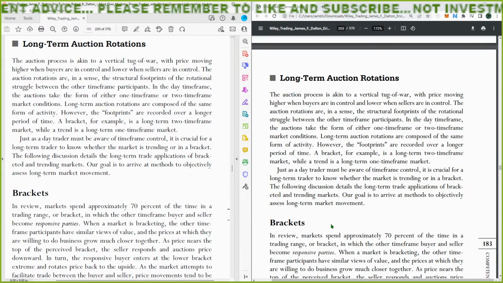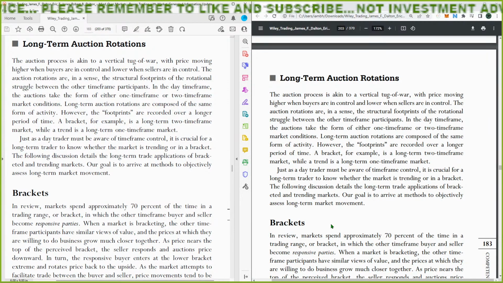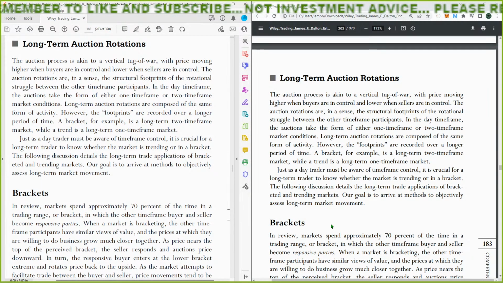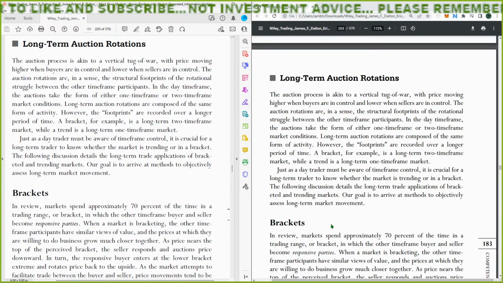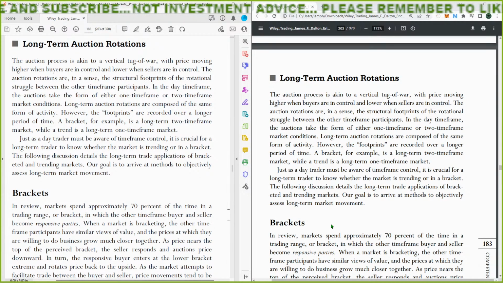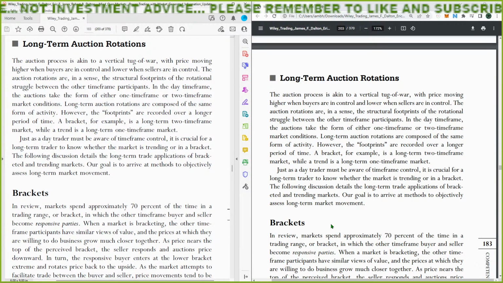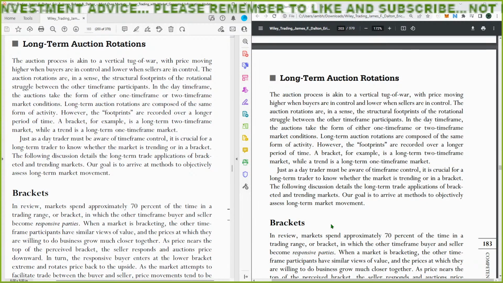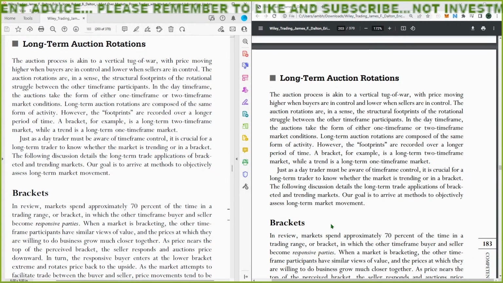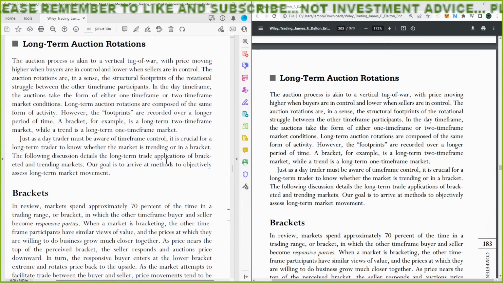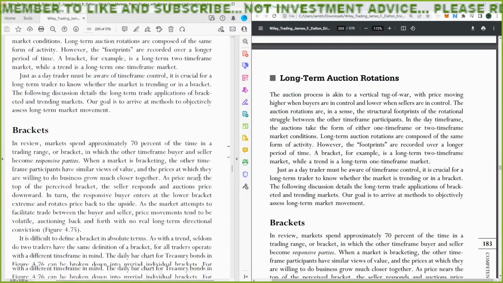A bracket, for example, is a long-term two time frame market, while the trend is a long-term one time frame market. Just as a day trader must be aware of time frame control, it is crucial for a long-term trader to know whether the market is trending or in a bracket. The following discussion details the long-term trade applications of bracketed and trending markets. Our goal is to arrive at methods to objectively assess long-term market movement.